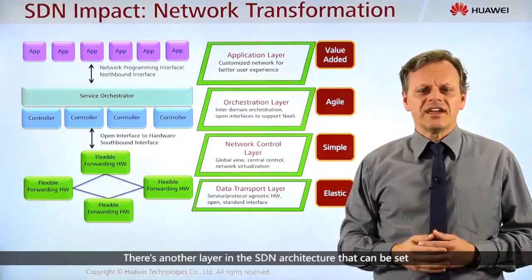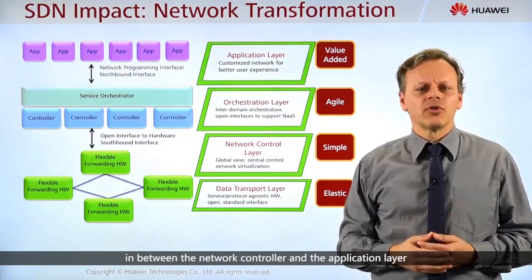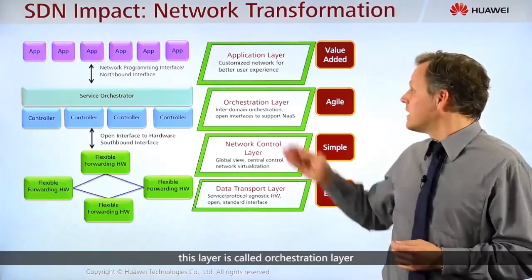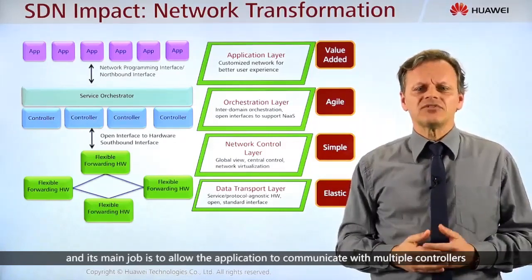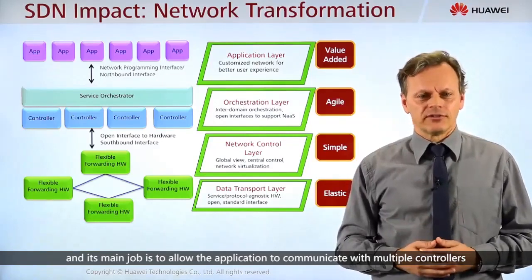There is another layer in the SDN architecture that can sit in between the network controller and the application layer. This layer is called orchestration layer. And its main job is to allow the application to communicate with multiple controllers.